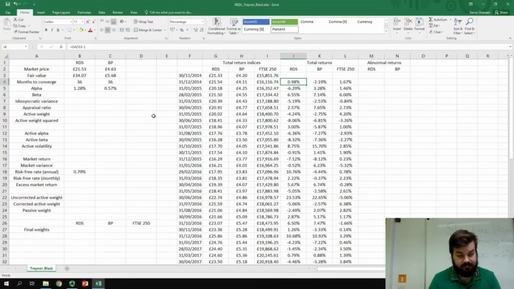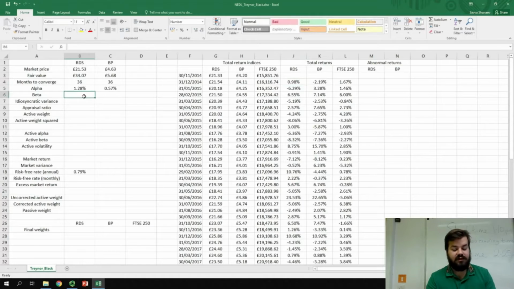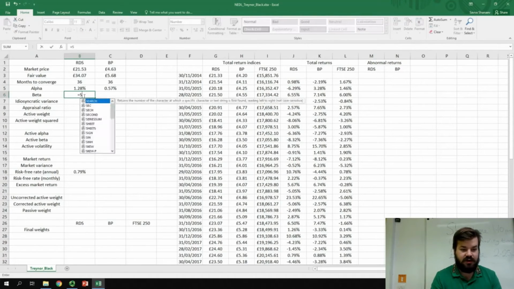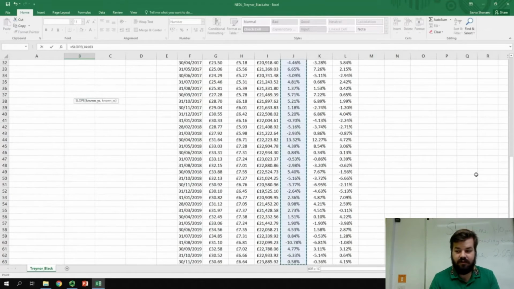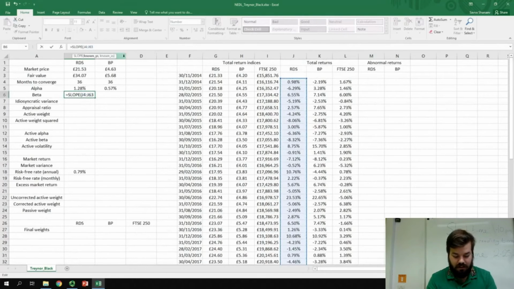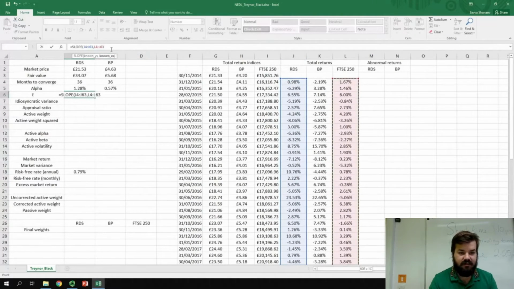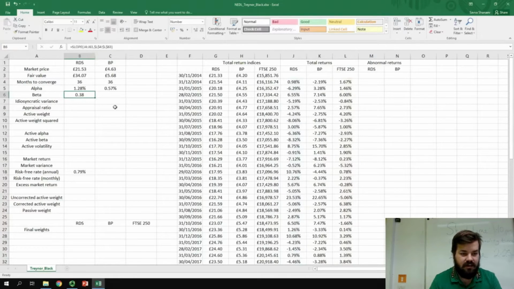Betas show how much a particular stock is exposed to its respective market index. To calculate that, we need to use the function SLOPE in Excel, select the returns for Royal Dutch Shell, and then put the market returns, which are the returns of FTSE 250. As the benchmark is the same for both stocks, we can just lock the array of returns of FTSE 250. And we see that the beta of Royal Dutch Shell is 0.38.